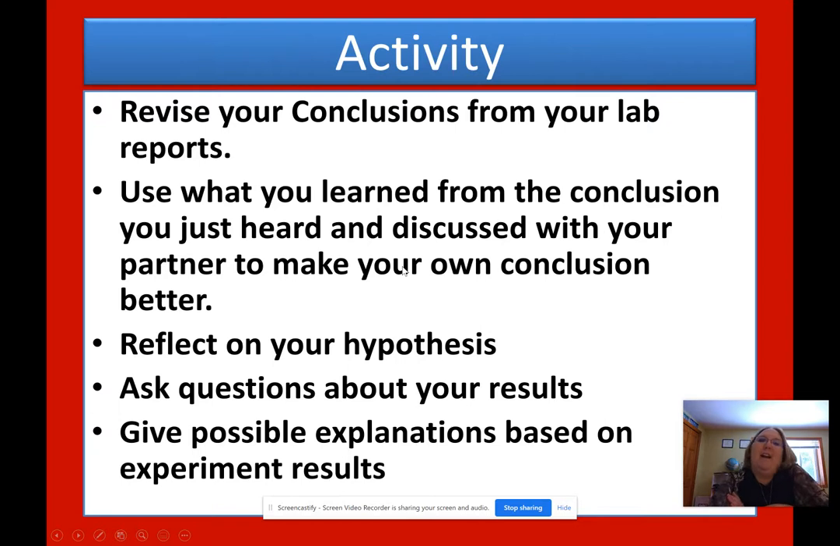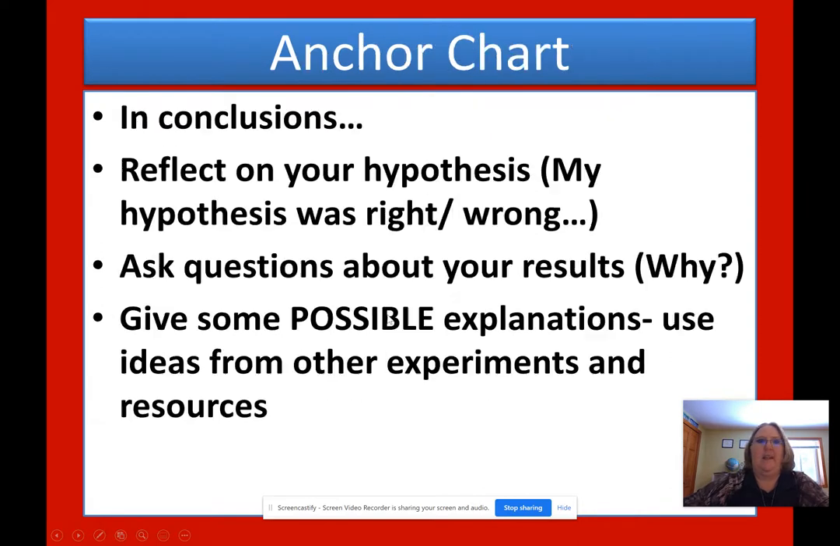So we're going to revise our conclusions today in our lab reports. Use what you learned from the conclusion you just heard, and you could discuss it with your partner, mom or dad at home, to make your conclusion better. Reflect. Think about your hypothesis. Ask the questions about your results. Why did it happen? And give multiple explanations based on your experiment results. Okay, that's going to be our goal today.